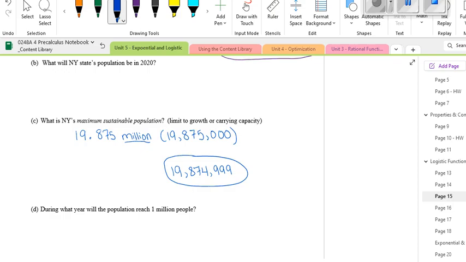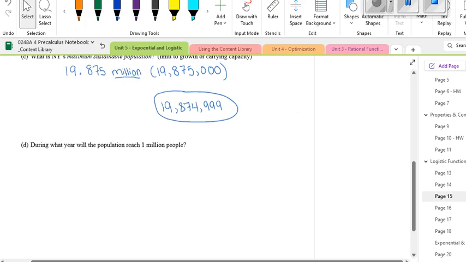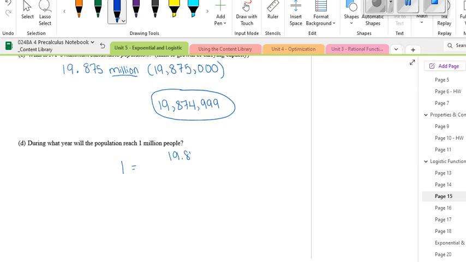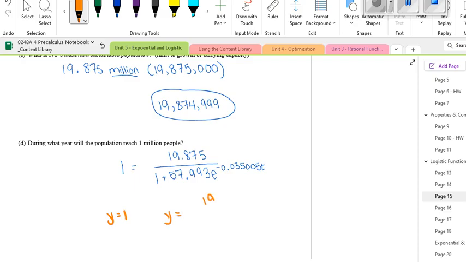And then it wants to know during what year will the population reach 1 million people. In other words, we've got 1 equals 19.875 over the denominator, and this is going to be another graphing calculator question. I'm going to graph those two different functions. I'm going to graph y equals 1, and I'm going to graph y equals the 19.875 expression.